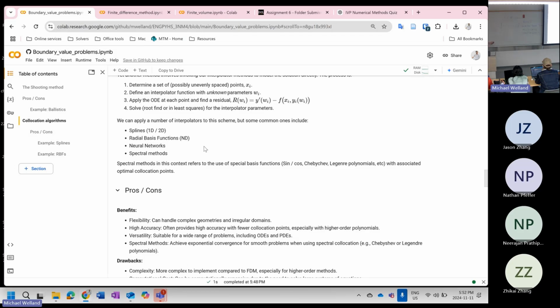Obvious one, splines, we already talked about it, good for 1D or 2D. Radial basis functions, RBFs, if you recall, those are good because they go up to ND, which is good. And I have an example to show you guys. Neural networks, this is an interesting one. I'm going to come back to that one.